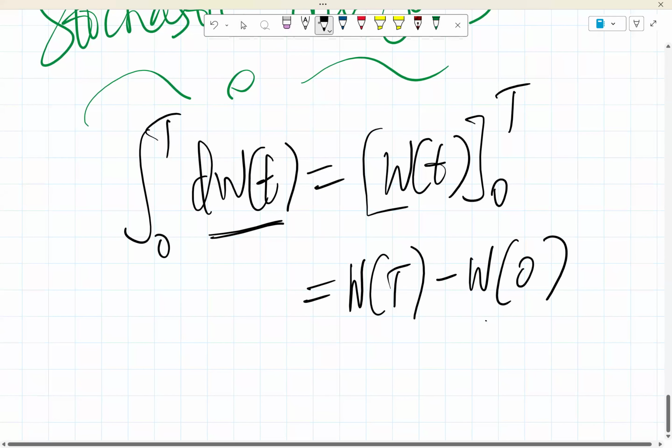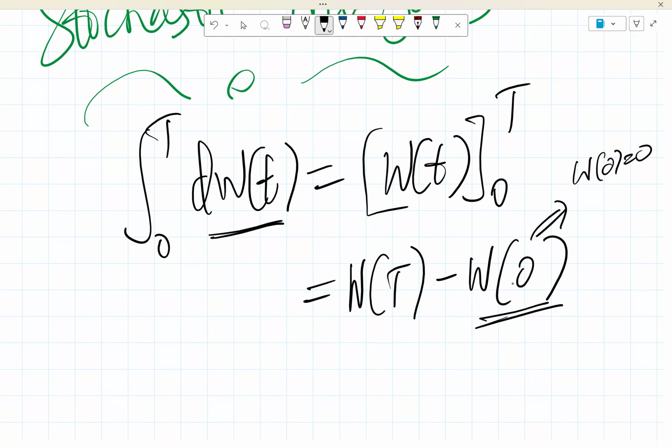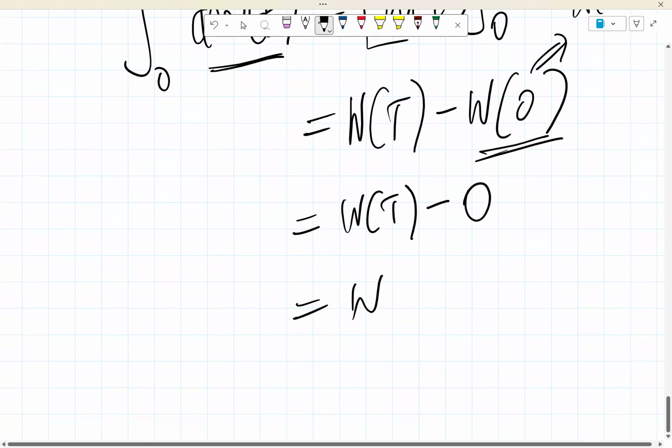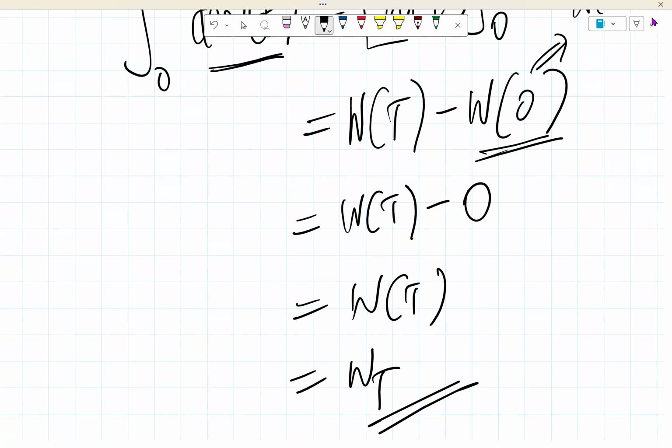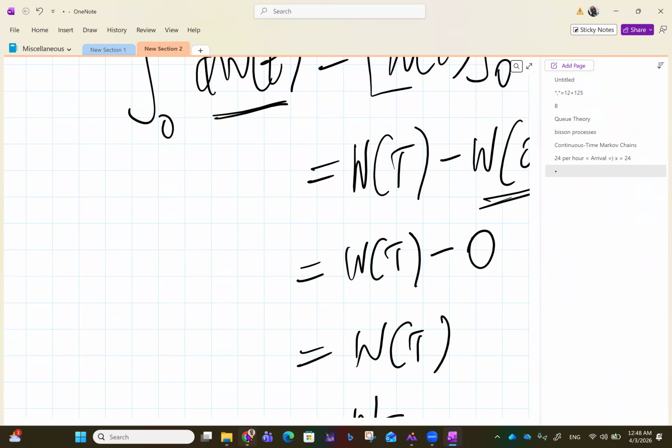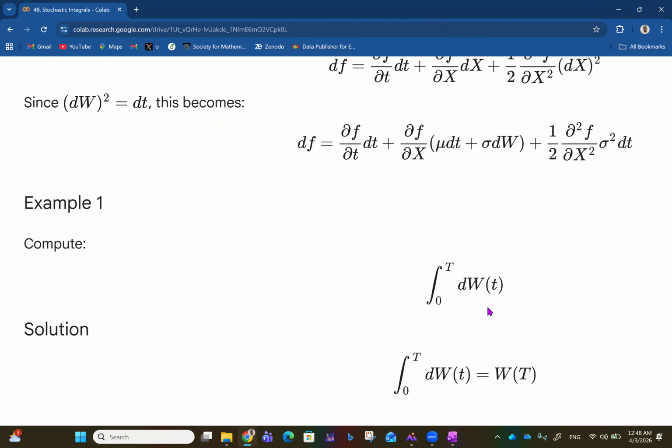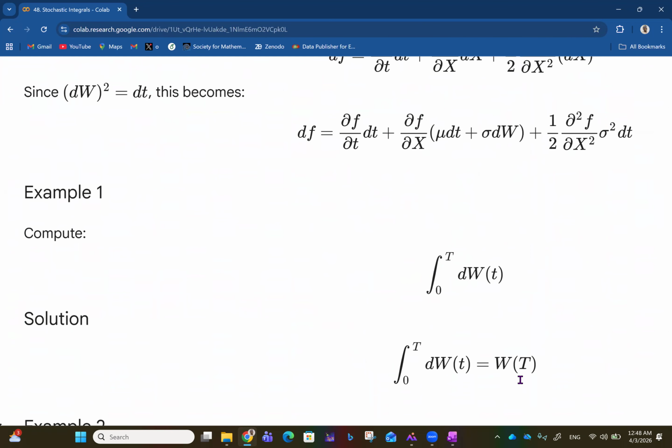And we already know that for a stochastic process, w of 0 is always 0. So that can go. So we have w of t minus 0. That means we have w of t, which you can also write as w sub t like this. So that's how that goes. And that's exactly why we have the integral from 0 to t of dW_t to be w of t, or w sub t if you like.